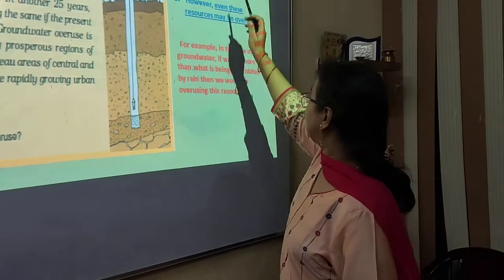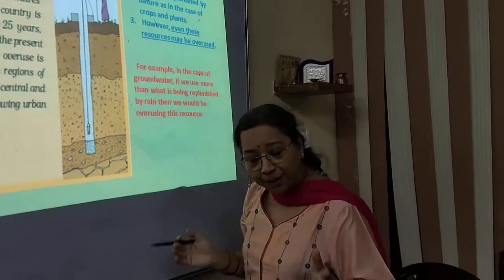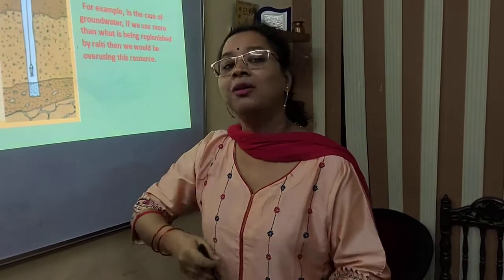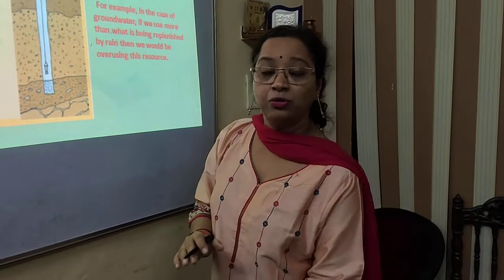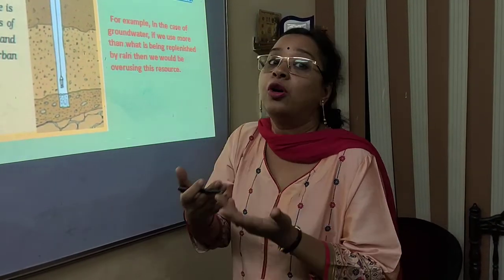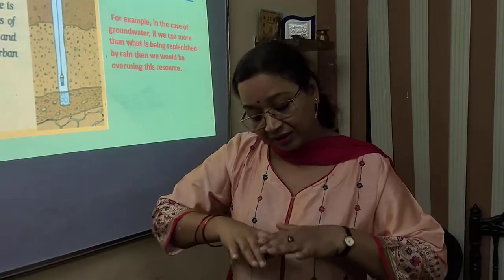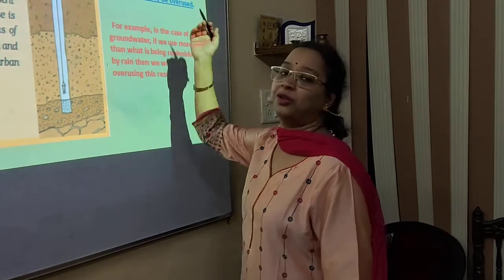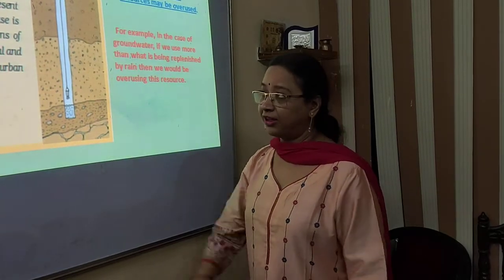Of course it is renewable because it gets renewed like crops, plants, etc. But nature has a limit to replenish. How much underground water is replenished by rain, and how much are we using? If we are exploiting more underground water than rain is able to recharge, then this state is called overutilization. And the same thing is happening in our country.